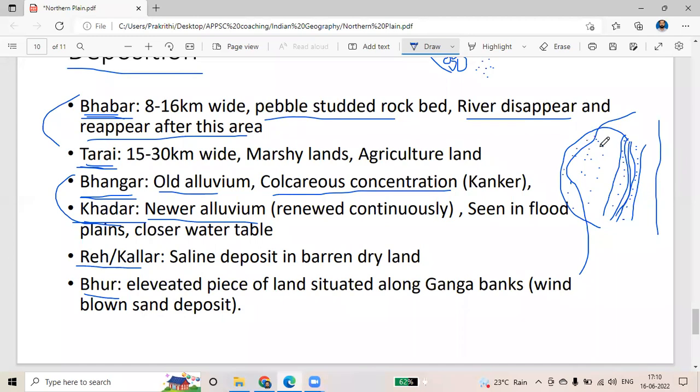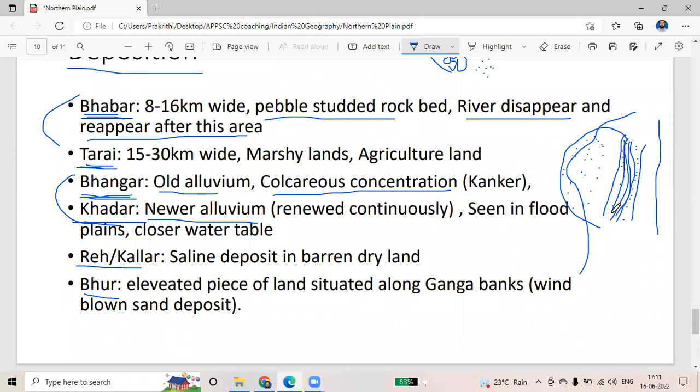That kind of deposition is known as the Bangar, that is old, पुराना है. At the same time Khadar is new alluvium, that is usually in floodplain. जो floodplain है नहीं, ये तो river का जो सामने area है उसी area पे अभी continuously deposition जहां पे हो रहा है, that is known as the Khadar.